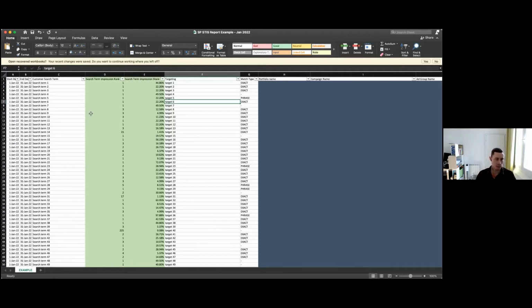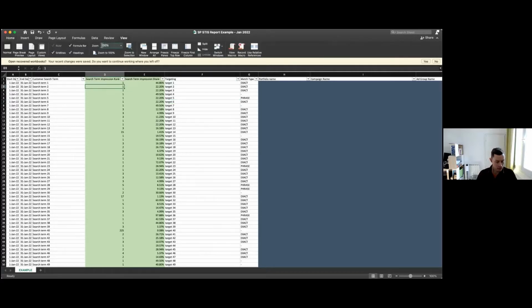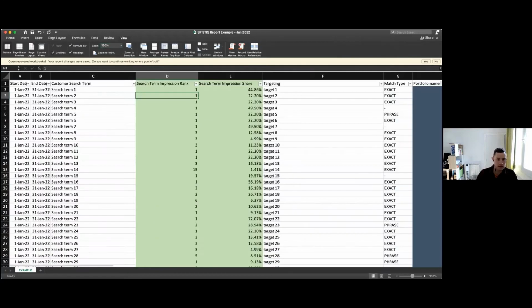I'll give you a good example from this sheet. I'm actually going to blow this up a little bit to make it easier to see. Let's go to 160%. There you go. So, search term number one, obviously hidden for privacy reasons, but this is real data. We are number one in impression rank, and our impression share is 44.86%. I know what keyword this is from this account, and this is a keyword we spend thousands of dollars on a week because it's very important for this client, and they're a large account.